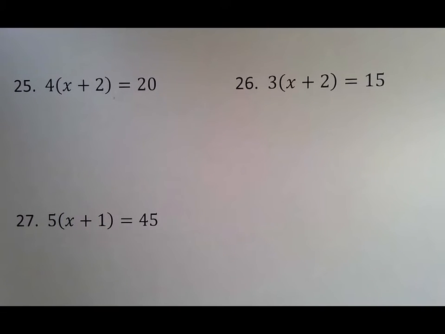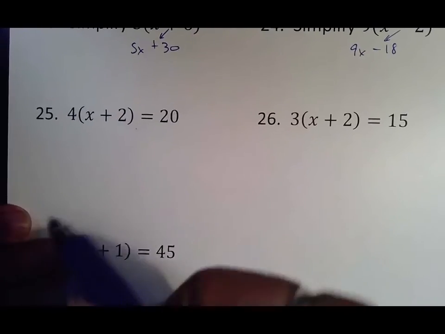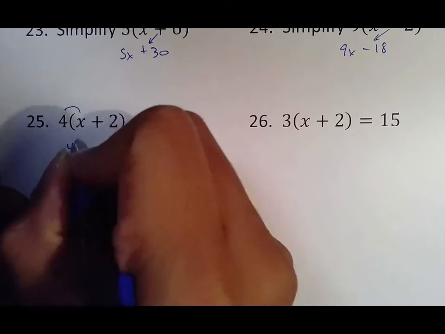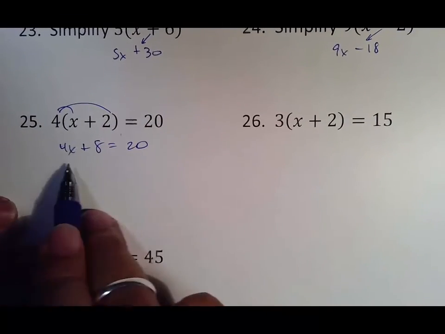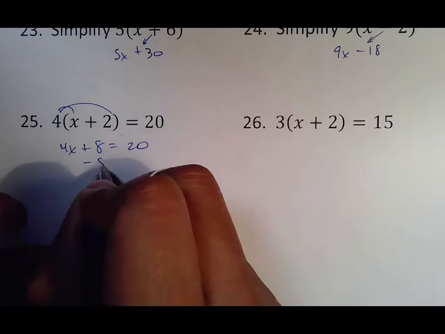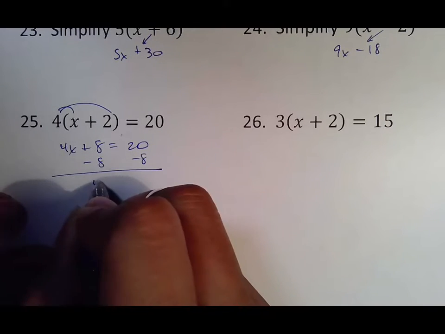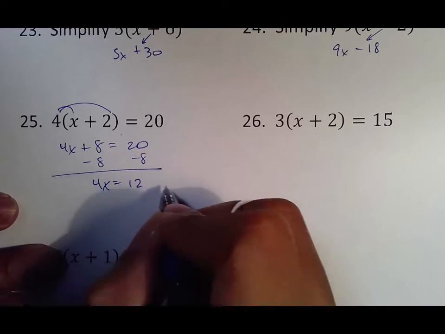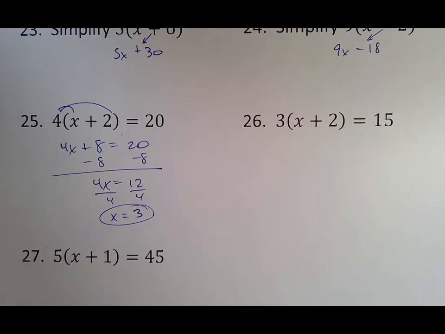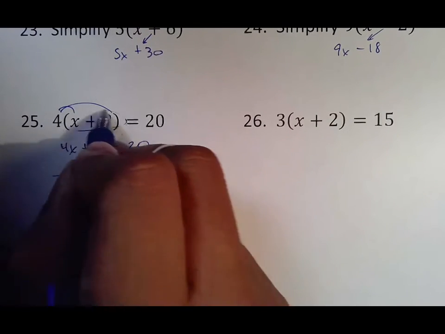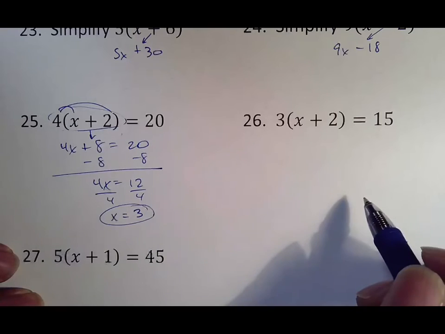And so my first job is to distribute because that's all I can do. So you take your 4 times x, which is 4x. You take your 4 times 2, which is 8. You keep everything else the same. Now all of a sudden it looks just like the problem that we worked before. So we subtract 8 from both sides. 20 minus 8 is 12. We divide by 4, getting the answer of x equals 3. That's it. So again, the only thing that's different about this is that you have to do this step first to get to where we were to start this whole thing.